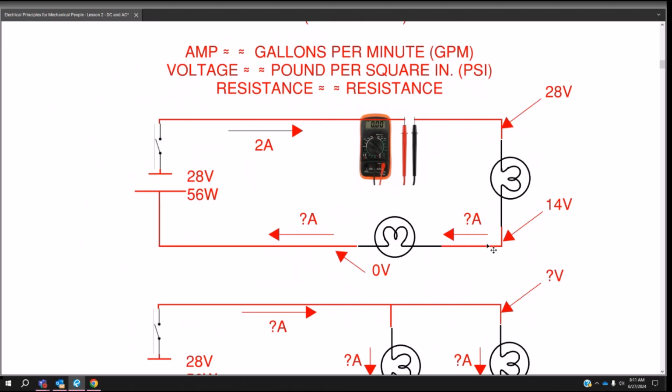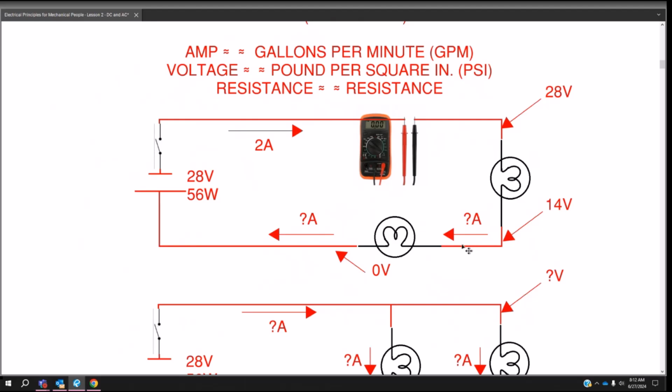I'm glad that makes sense, because my next question is: if I put a multimeter from this point here to this point here, what voltage am I going to read? You read the difference, I'm assuming, so that's 14. Yes, you would read the difference in potential between the 2 points, which is 14, because 28 minus 14 is 14. Exactly.